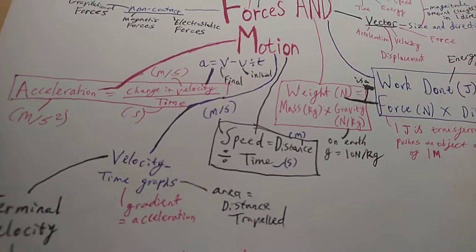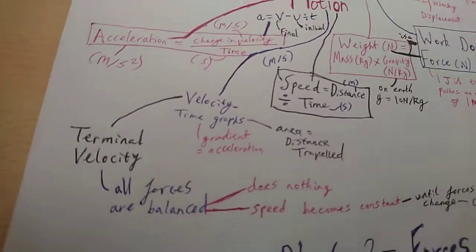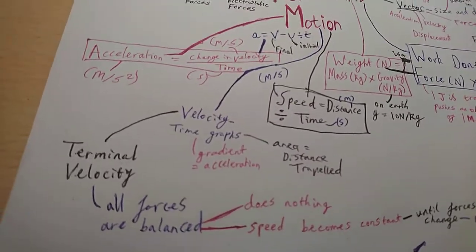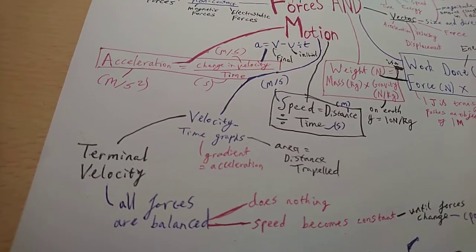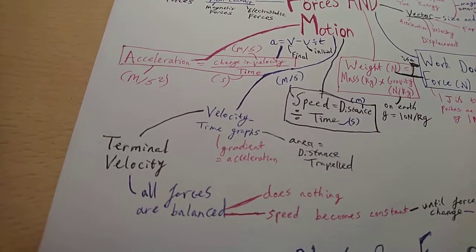Velocity time graphs. On a velocity time graph, the gradient shows the acceleration, and the area underneath the graph, I believe, shows the distance travelled.